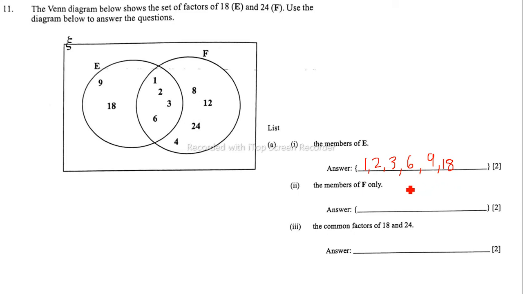List the members of F only. F only would be the ones that are only in F and not in the intersection. And so in ascending order, they are the following: 4, 8, 12, and 24.